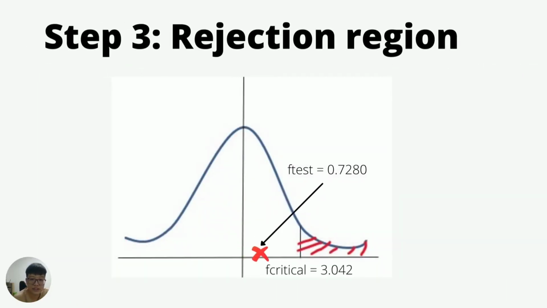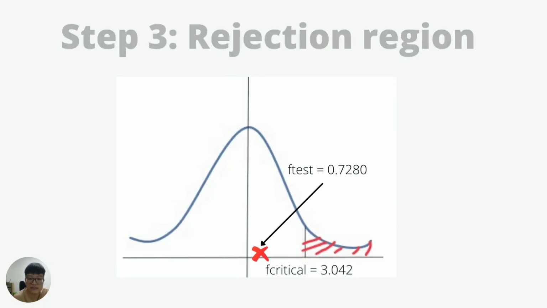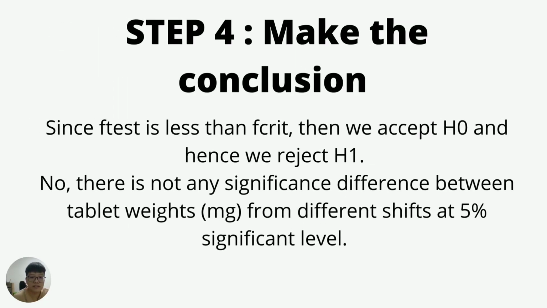Then we go to the rejection region. From here we know the F critical is 3.042 and the F test is 0.72 at 0.05. The F test does not fall into this region. So we make the conclusion: since the F test is less than F critical, we accept H0. No, there is not any significant difference between tablet weights from different shifts at the 5% significance level.